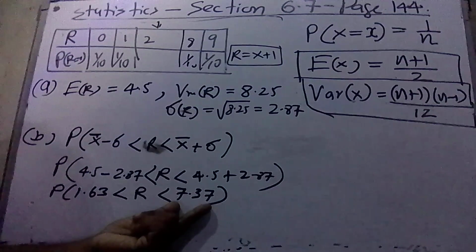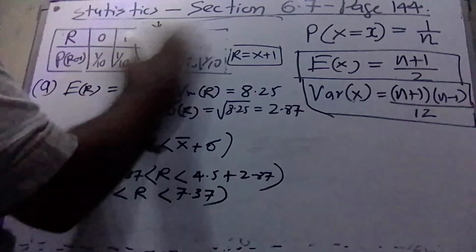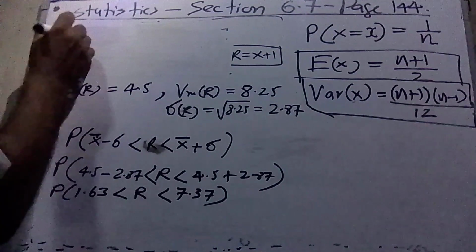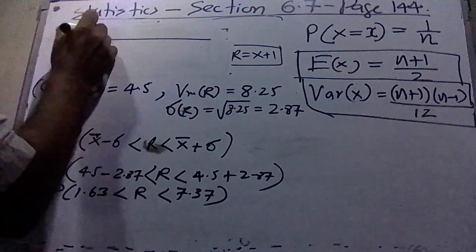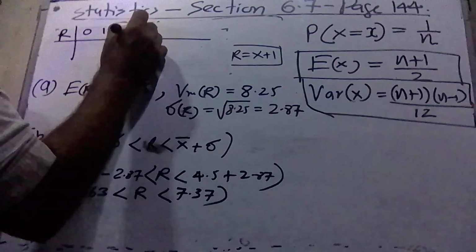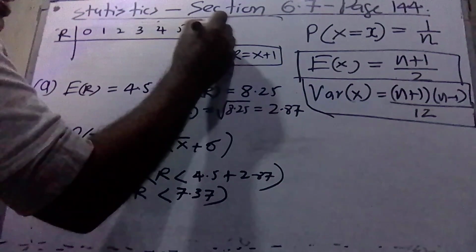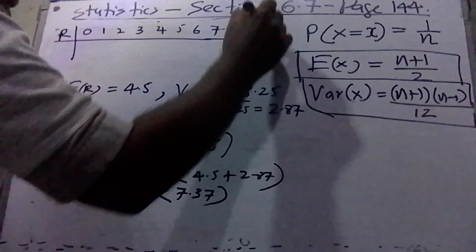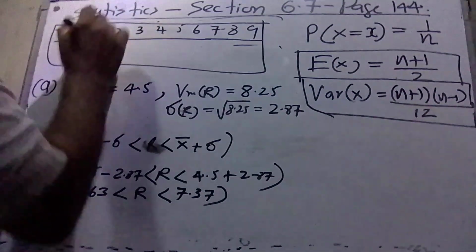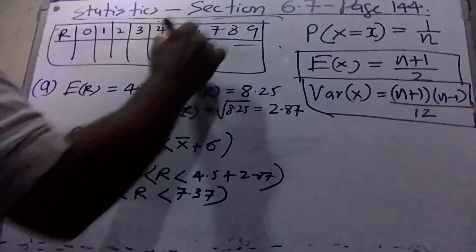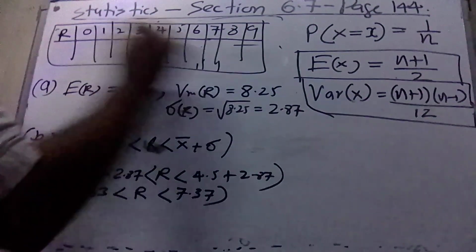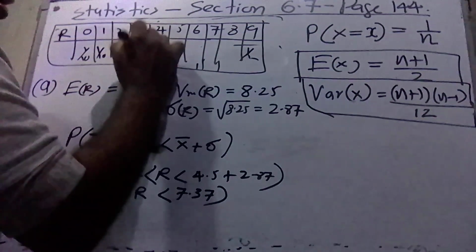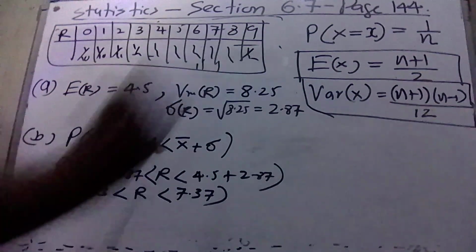Now here, I will write this one properly so we could take that. So here R will have values 0, 1, 2, 3, 4, 5, 6, 7, 8, 9, 9 of that, and all are having 1 over 10, 1 over 10, 1 over 10, always 1 over 10.